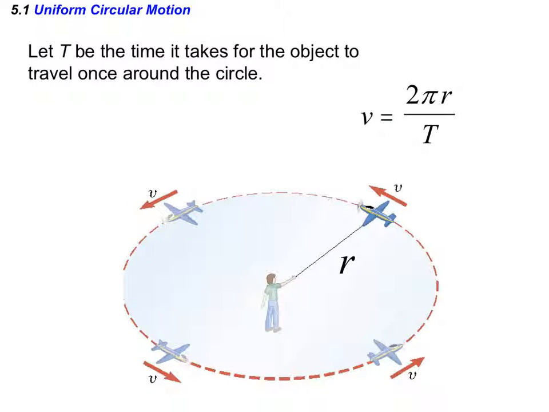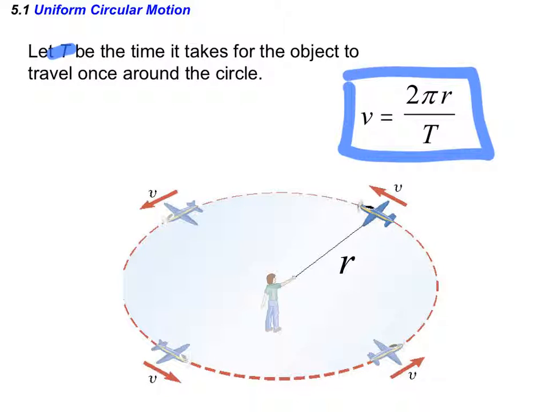So if an object is traveling in uniform circular motion, it's going in a circular path with a constant speed, and we say that the time that it takes to travel around the circle once, we call the period, and we use a capital T. So using a little bit of our geometry and what we know about the average speed, we can say that 2 pi r divided by the period gives us our speed.